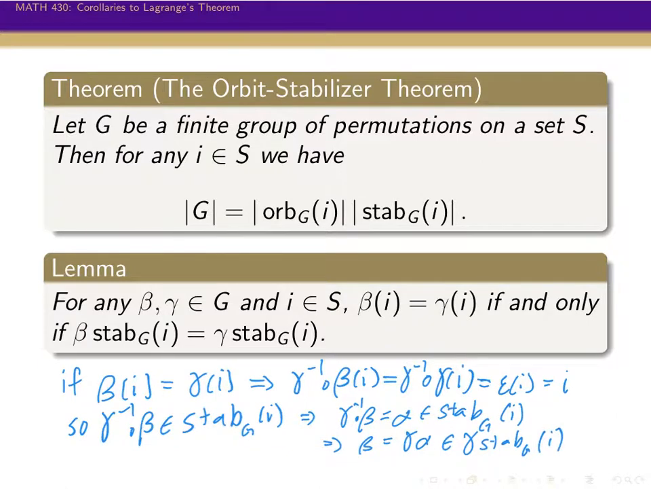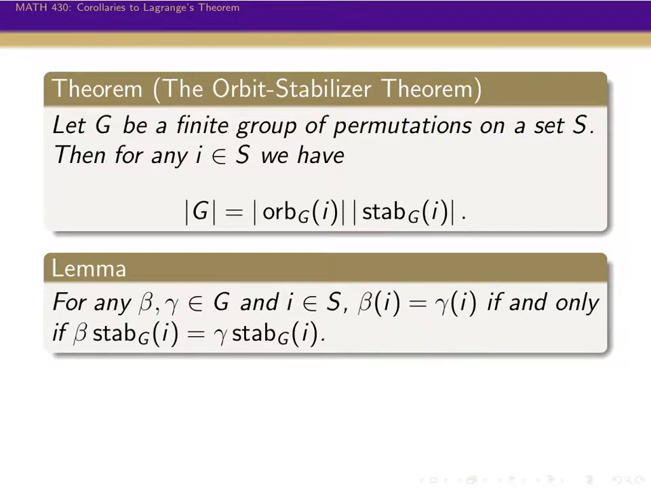And if beta is inside gamma times the stabilizer of i, then since gamma times the stabilizer of i is a coset, and cosets are equivalence classes, this means that the two cosets are the same. And so this finishes the proof in that direction. Now let's erase this and prove the other way. Now the proof in the other direction is essentially going backwards for the other proof.